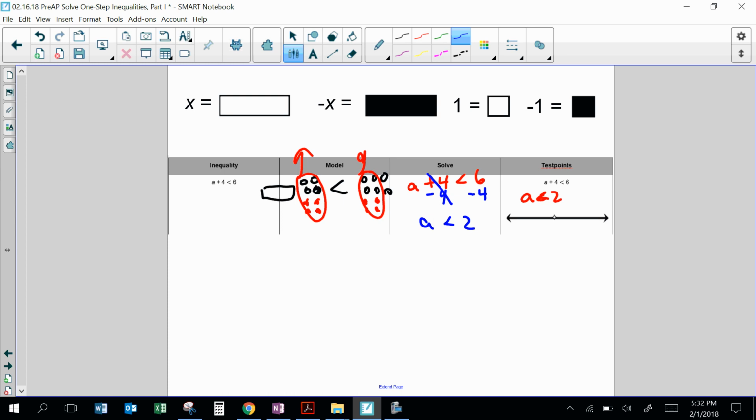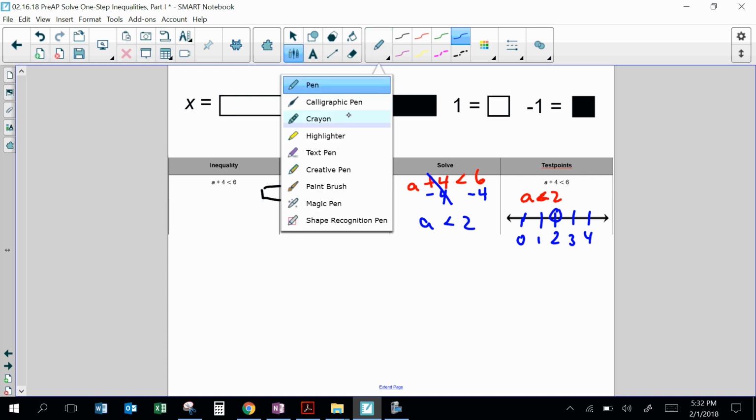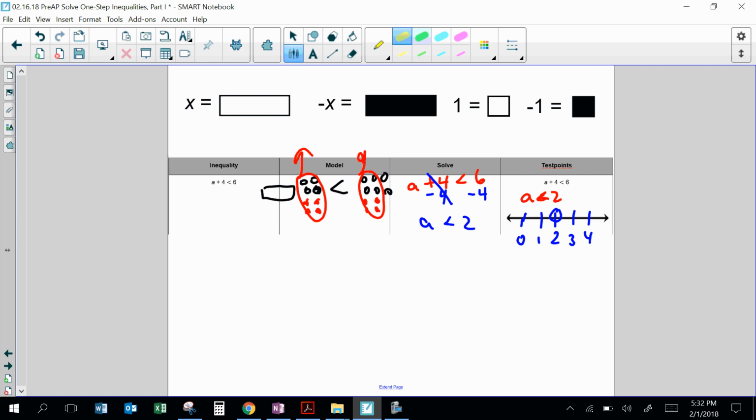So let's graph this now. So we put a 2 here. Name two numbers that are greater than 2 and two numbers that are less than 2. If it has to be lesser than 2, can it be 2? No, it has to be an open dot. So what numbers are lesser than 2? Well, 1 and 0. So I highlight this side.